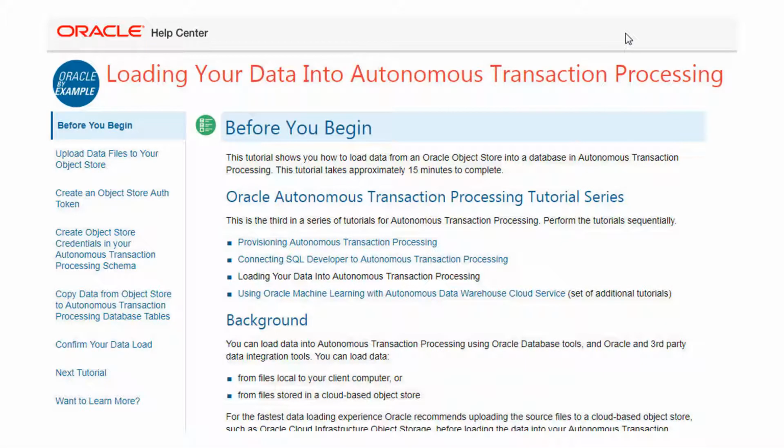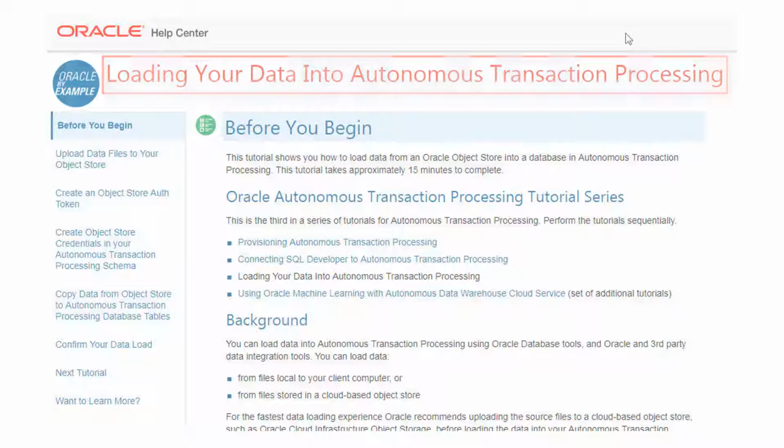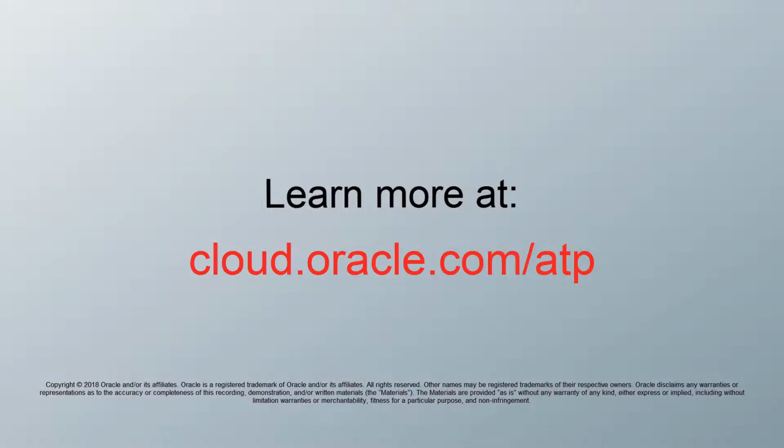For detailed steps on performing the example shown in this video, go to the Oracle Learning Library and open the tutorial named Loading Your Data into Autonomous Transaction Processing. Learn more at cloud.oracle.com/ATP.